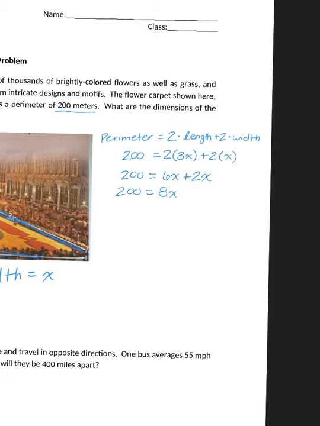Now we need to solve for x. I don't have addition or subtraction, I have multiplication over here, so I'm going to get rid of it and do division. Well, 200 divided by 8 is 25. So 25 is equal to x. Now, read your question carefully. It does not ask what is x. It says what are the dimensions of the flower carpet.